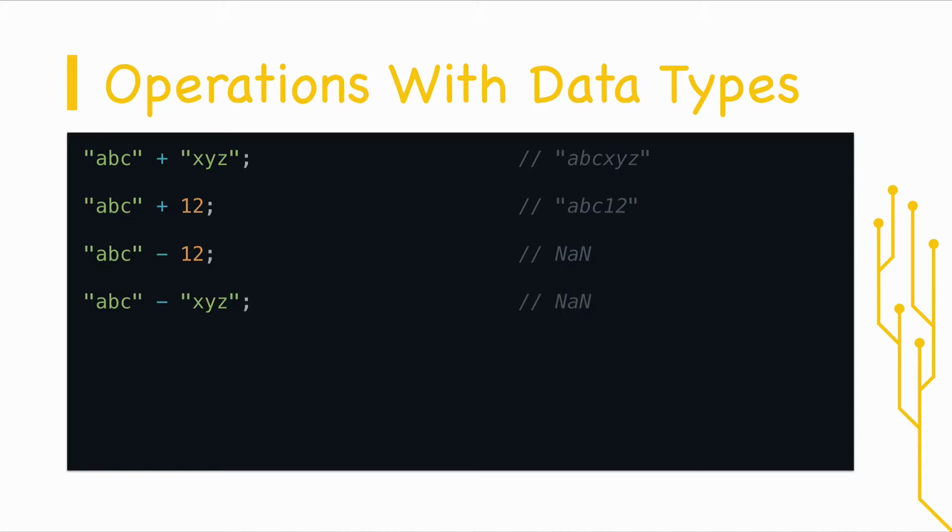Similarly, you also can't subtract strings from other strings. So for example, the string ABC minus the string XYZ doesn't make any sense either, because, well, how can you subtract a string from another string, right? These operations don't make sense. And if you try to do that, subtracting a string from another string, the result is again NaN, not a number, because JavaScript thinks these operations are not valid, which is correct.